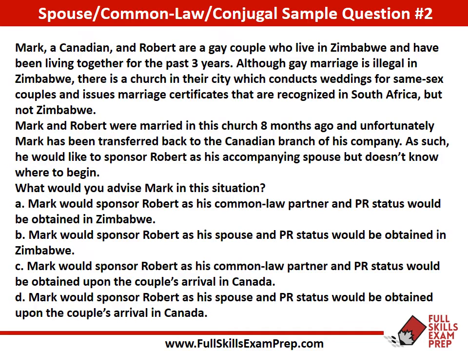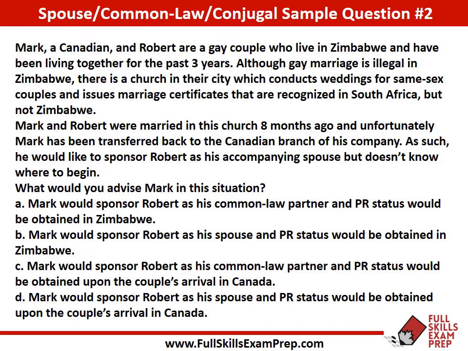A. Mark would sponsor Robert as his common law partner and PR status would be obtained in Zimbabwe. B. Mark would sponsor Robert as his spouse and PR status would be obtained in Zimbabwe. So you can see the only difference between the two there is which area he would sponsor him under. So it would be common law or spouse. Let's take a look at C.